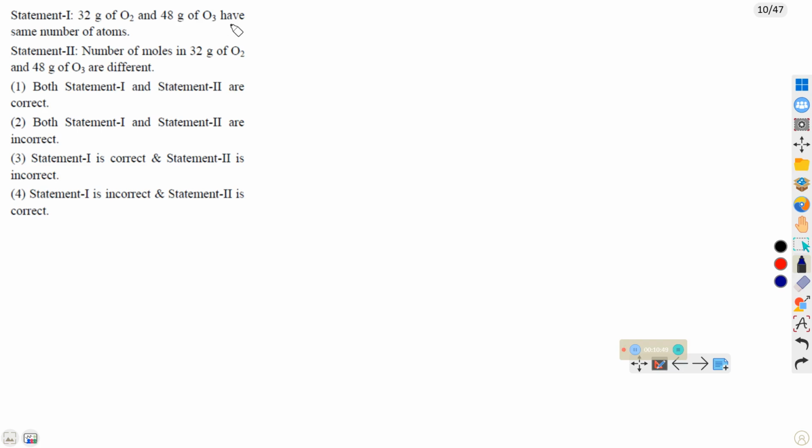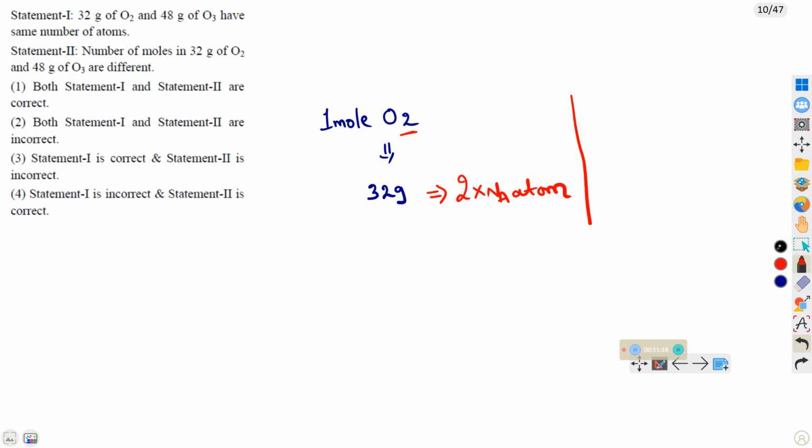32 grams of O2 and 48 grams of O3 have the same number of atoms. For O2, take 1 mole. 1 mole of O2 has a molar mass of 32 grams, and it contains 2 into Avogadro number of atoms. 1 mole of O3 weighs 48 grams and contains 3 into Avogadro number of atoms. So that's the reason the first statement is wrong.